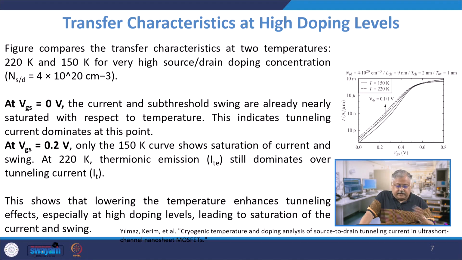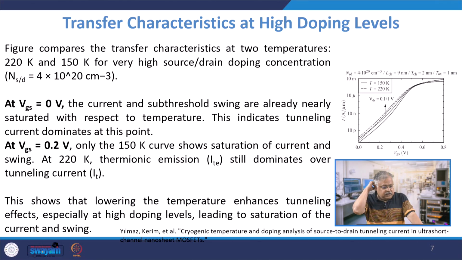Now, let us look at the transfer characteristics at high doping level. I am plotting ID versus VG for various values of gate voltage, and temperature is kept at 150 Kelvin and 220 Kelvin. The dotted curve is basically 220 and the full lines are basically 150. And of course, you can see, at least at the lower values of VGS, 150 Kelvin has a lower current as compared to 220, which is expected also.